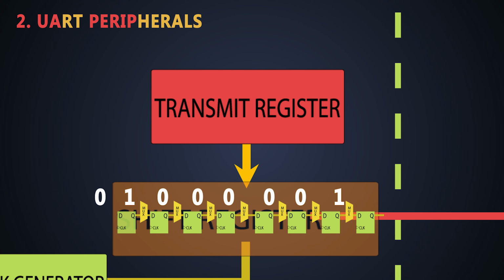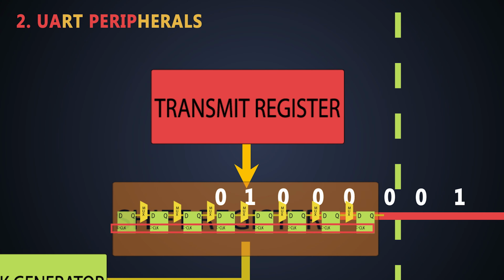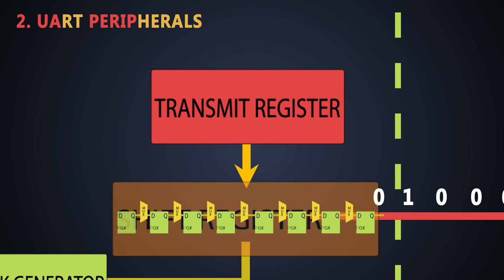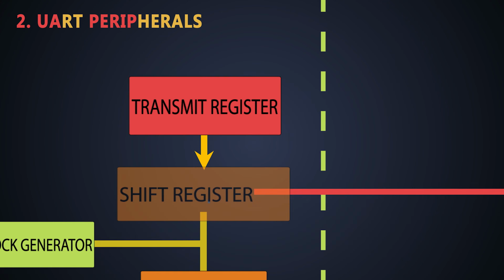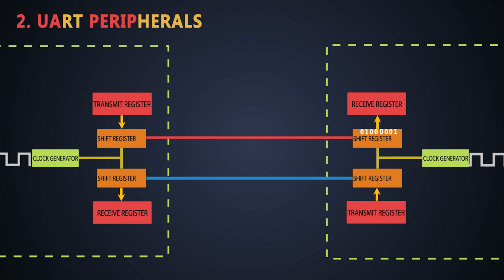And the shift register will send each bit one by one, synchronizing with the clock pulse to the receiver device. The same way, for the other device which is receiving, this data will come byte by byte, and this shift register will push the whole data after receiving, in parallel, to the receive register.